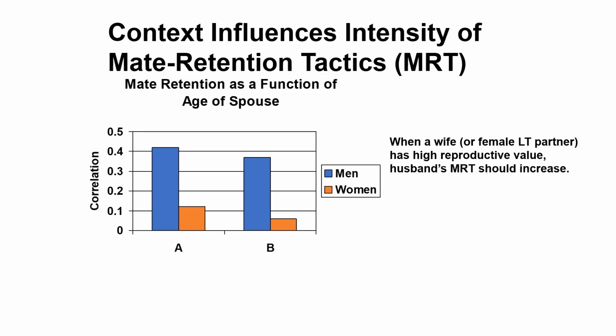Let's look at some contextual factors influencing mate retention tactics. So things like when a wife has high reproductive value, a man's mate retention tactics should increase.